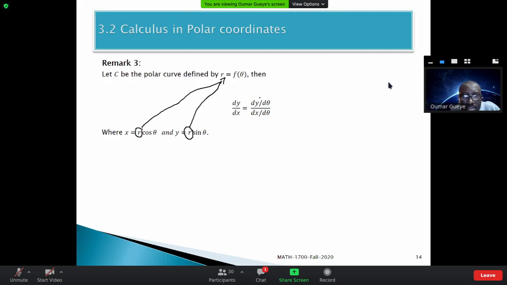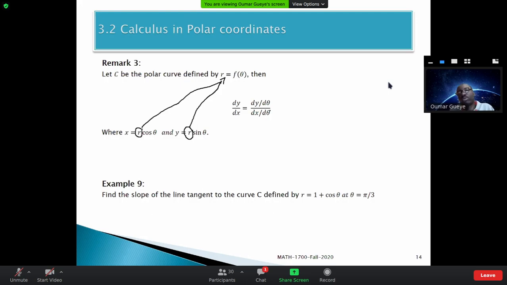And this is going to give you the derivative of y with respect to x. And you can see this is similar to the derivative of y with respect to x that we've seen in the case of parametric equations. It's the same formula. The only difference here is that x and y depend on theta, not on t, like with the parametric equation.